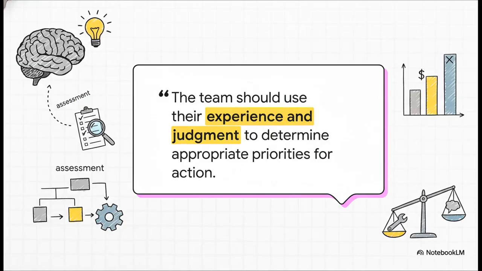And this brings up a really crucial point. That RPN number is a guide. It's not a dictator. As the American Society for Quality says, the team has to use its own experience and judgment. For example, what if the second highest risk on your list is super cheap and easy to fix? You might just knock that one out first for a quick win. The FMEA is a tool to inform your expert judgment, not to replace it.